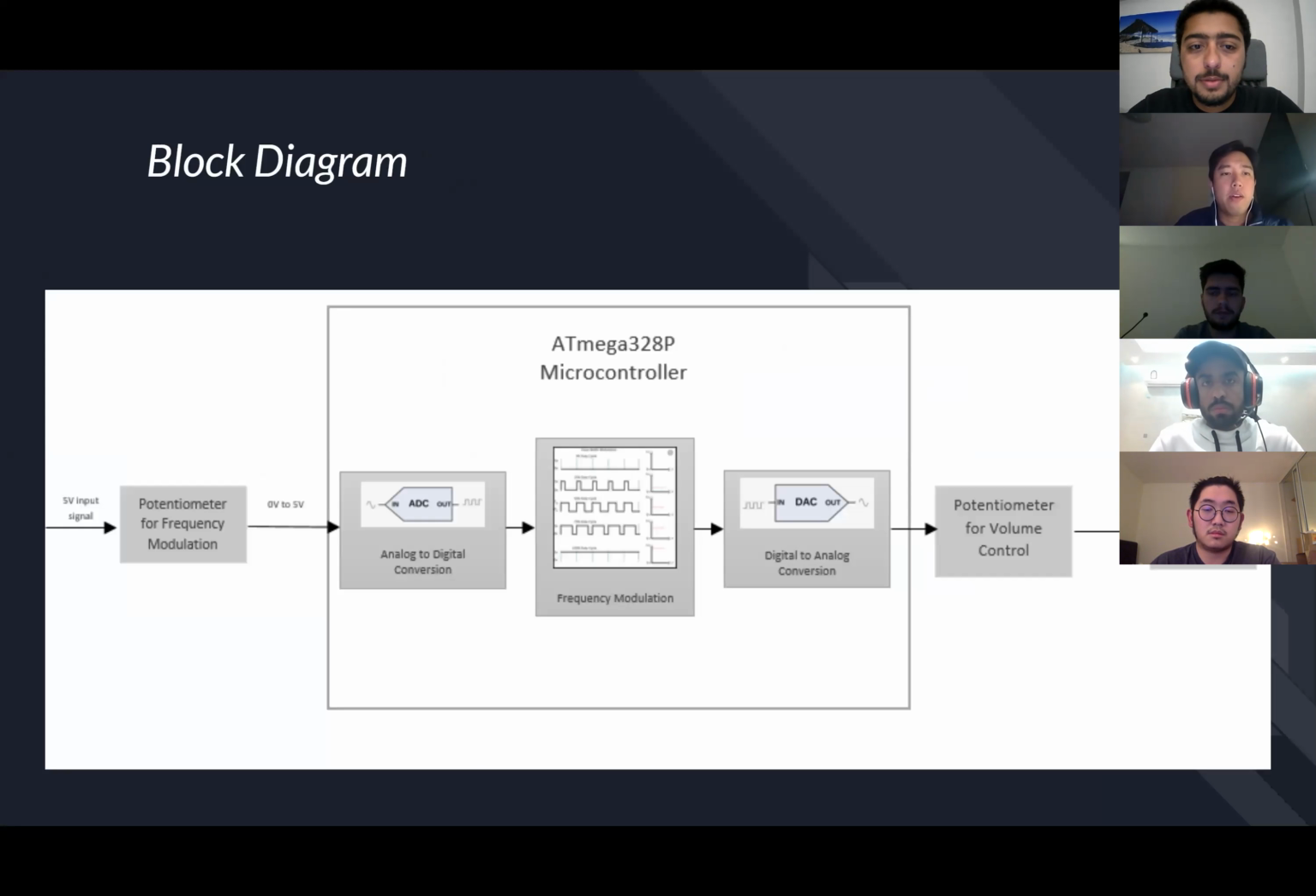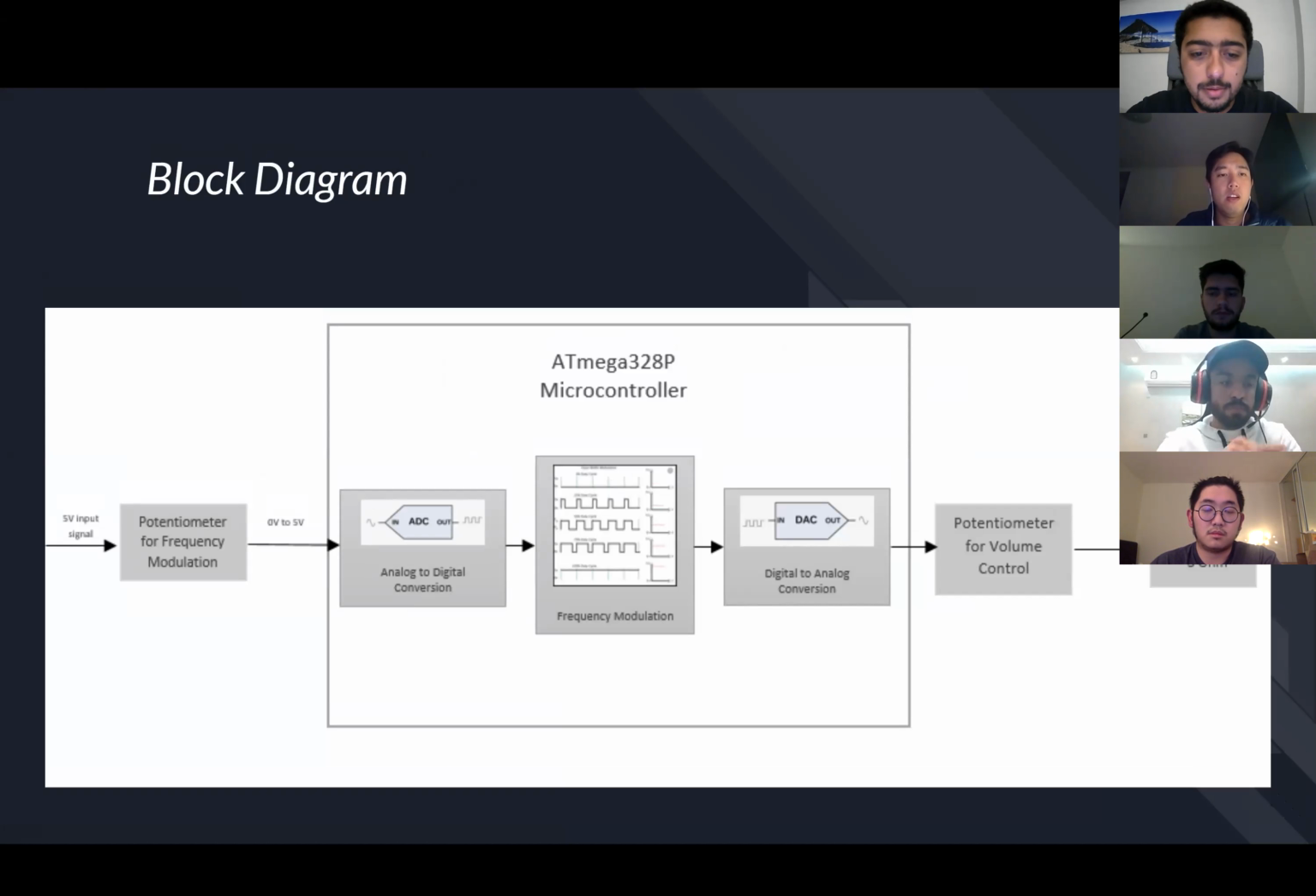So here's the block diagram. We have a 5 volt input signal. This input voltage signal will be varied by using a potentiometer for the frequency modulation, and then go through the analog to digital conversion. After that, the signal will be modulated in its frequency, and then we go through the signal output. We go through the digital to analog conversion, and after that, the output signal will be varied by using the potentiometer for volume control at the output to the 3 ohm speaker.